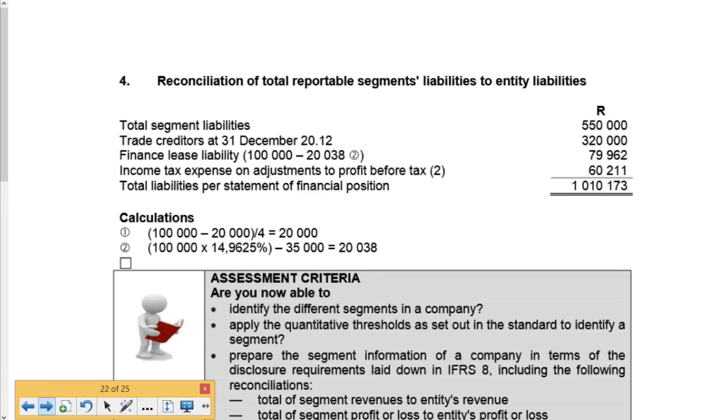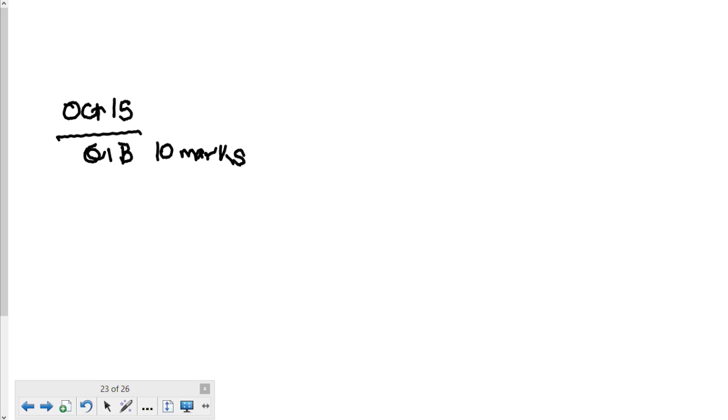let's just see what those recons look like. Okay, if you look at the October 15 paper, you'll see that segments is included in the first question, which has earnings per share and employee benefits. And when we read the required, we see that it's in a part B. Do you see part B? October 15, question 1B, which was for 10 marks. And they ask you to use the information to disclose the reconciliations for revenue and profit before tax.